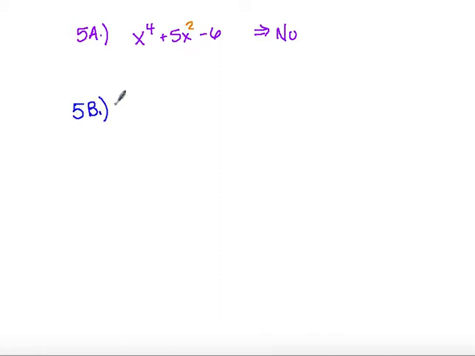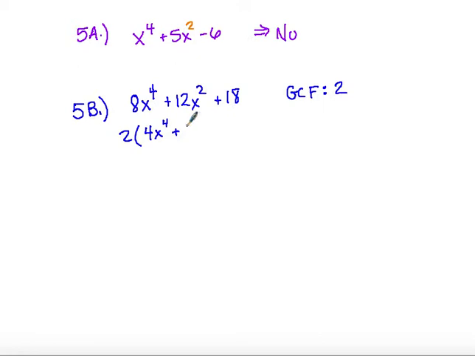So now if we look at 5b, 5b is the problem 8x to the 4th plus 12x squared plus 18. Now the first thing I like to do is pull out that GCF. It just makes it a little bit easier to look at that problem. So if I look at all 3 terms, I see that GCF is going to be 2. So I'm going to pull that out, and that leaves me with 4x to the 4th plus 6x squared plus 9.